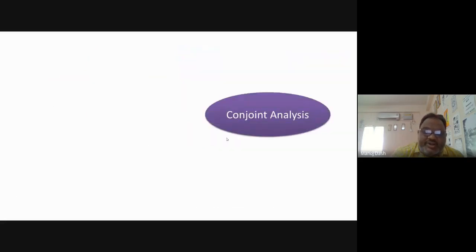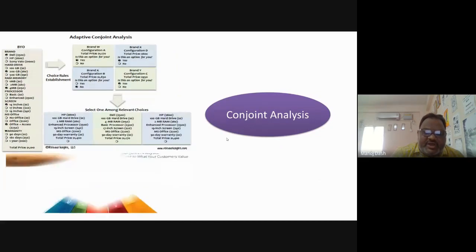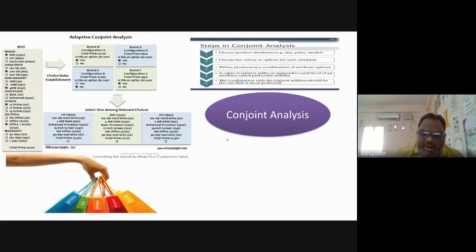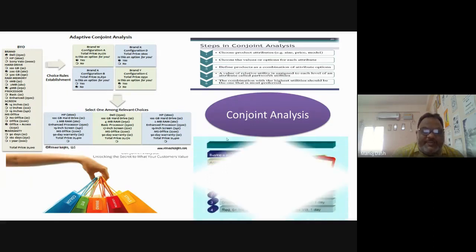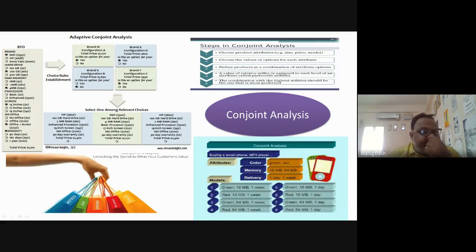Then there is conjoint analysis. Suppose I have different products, different price structures, different brands, and I don't know what best attributes I should apply. I should go for the market option that will be more purchasable. Suppose these are the different brands I have: Dell, HP, Sony, different hard drives, different RAM memory, different processors, different screen sizes, MS Office, different software and warranty. And I want to know what best combination I should apply.